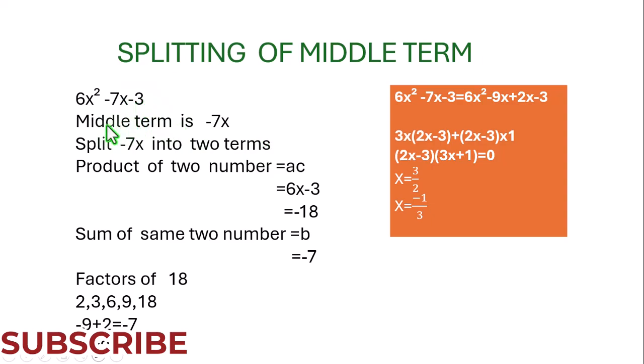This is the process of splitting the middle term. For the middle term, find the product of 2 numbers: coefficient of x square and constant term. The sum of the same 2 numbers is the coefficient of x. Find the factors of the product. Then the sum of the 2 factors is b and the product of the same 2 factors is a into c. Pick suitable factors and split the middle term. Then find the zeros of the polynomial.